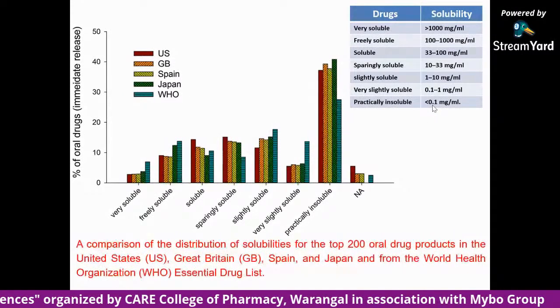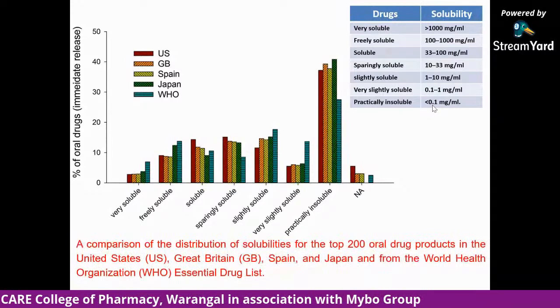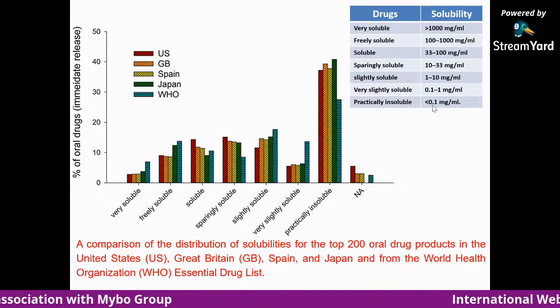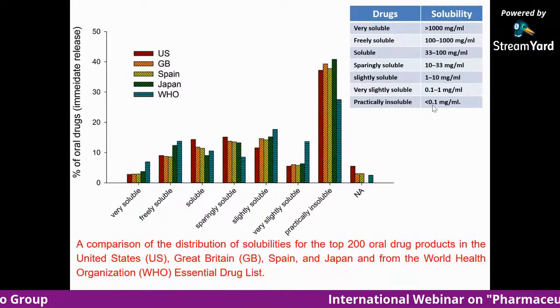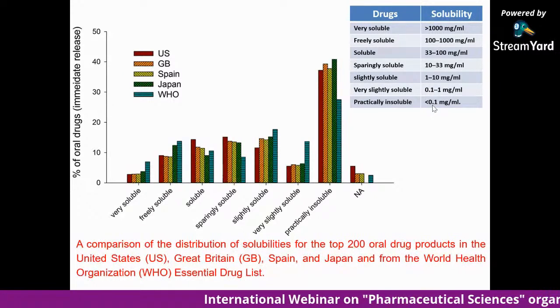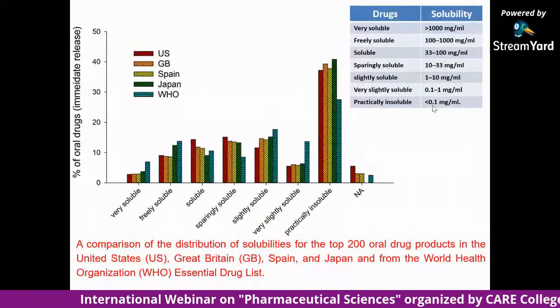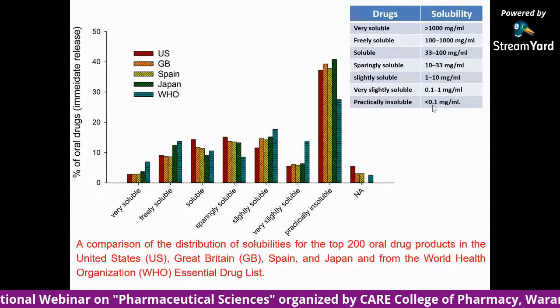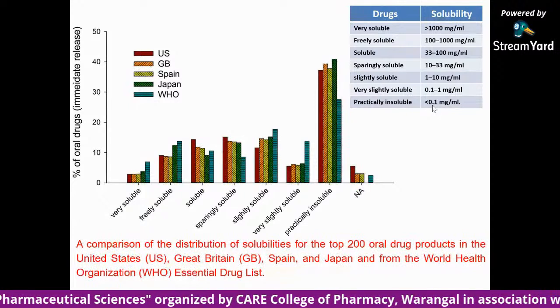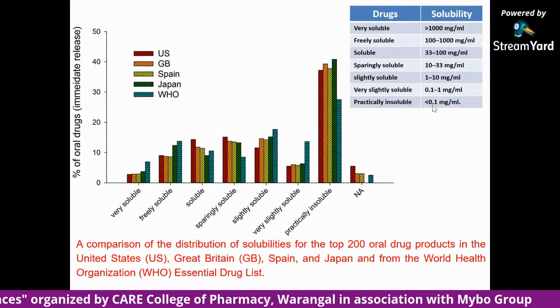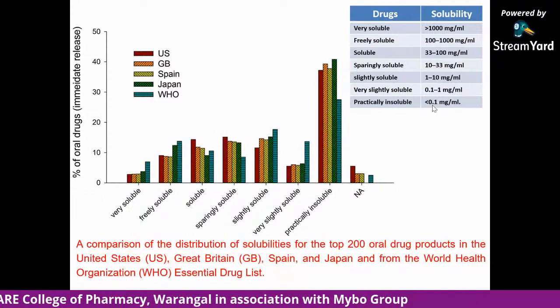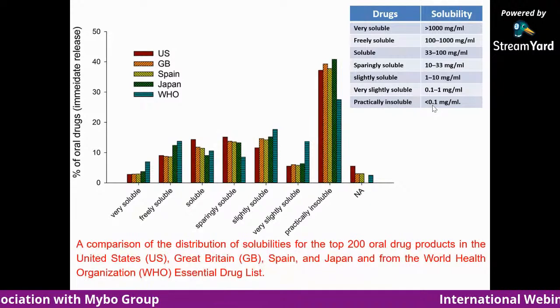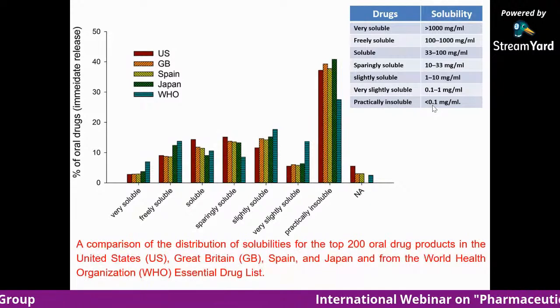And we might have already learned what solubility is. There are different types of solubilities, based on the amount of the drug being soluble. Very soluble drugs have a solubility of more than 1 gram per milliliter of the solvent, freely soluble between 100 and 1,000 milligrams per ml, soluble 33 to 100 milligrams per ml, down to practically insoluble, where the drugs are very much less soluble, even lesser than 0.1 milligrams per ml.